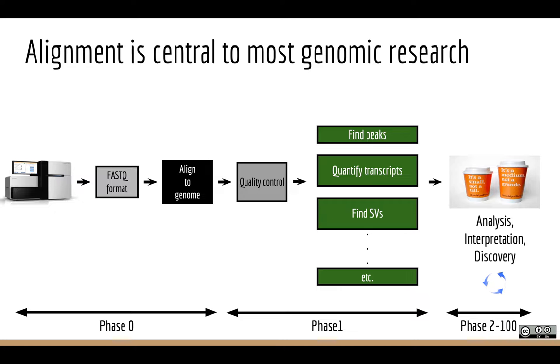Okay, so that alignment and that quality control is sort of the core step. These are the core steps that underlie all these different types of analyses that we could do, like quantifying transcripts or finding ATAC-seq peaks or finding structural variants.